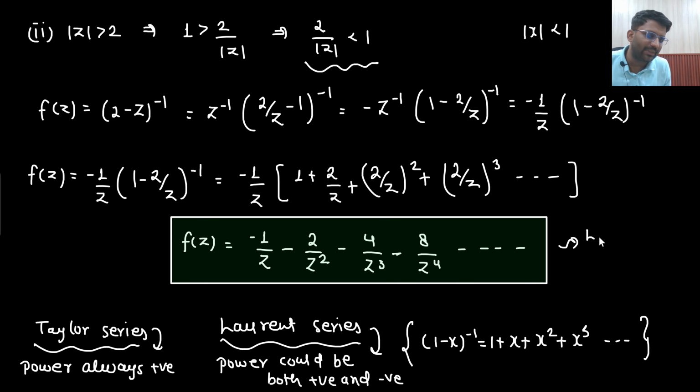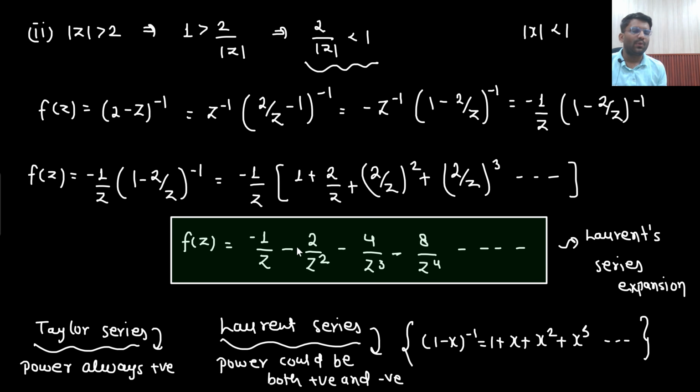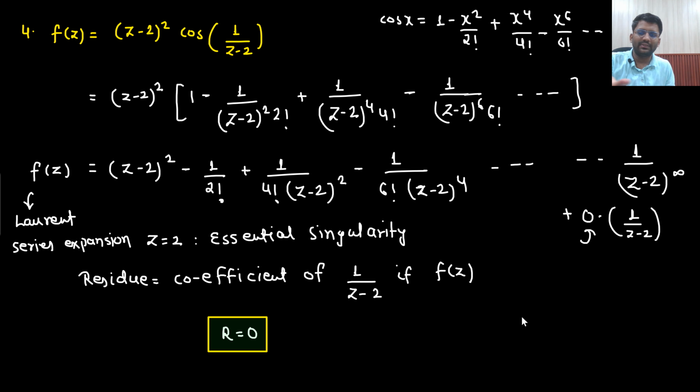So there is no new concept here. We already know it. The meaning of Laurent series expansion is just that there would be both positive and negative powers, or only the negative power. If only positive power is there, then it is a Taylor series. Otherwise, it is a Laurent series. So this was your Laurent series.